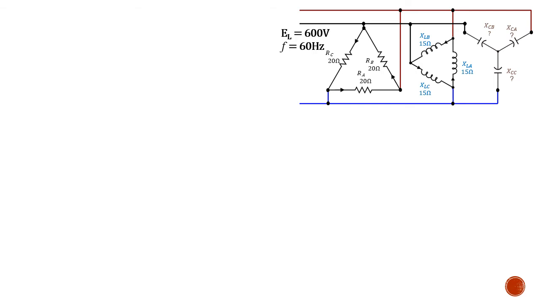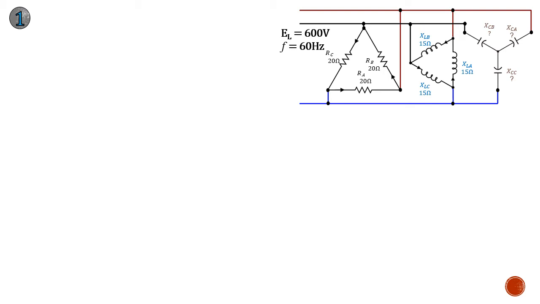So let's take a look at the solution for the network that we just had presented for us. Again, it's a delta connected 20 ohm resistive network in parallel with a 15 ohm inductive delta network. We will do a power factor correction using a Y-connected capacitive load. So starting off, we'll solve the RL network. We'll find our total line current, our power factor, and all our powers.